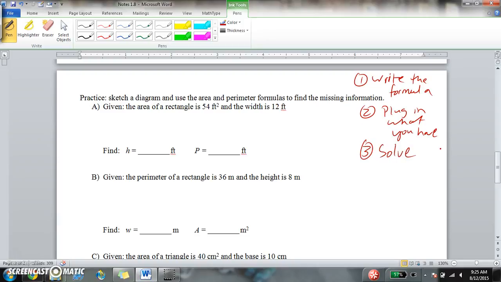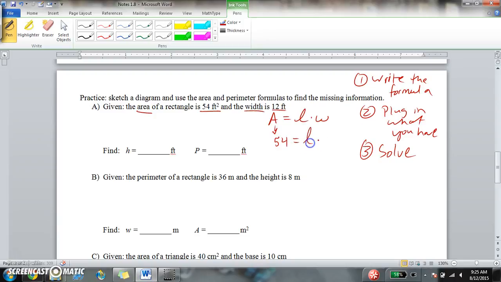So this first one, A, says the area of a rectangle is 54 feet squared and the width is 12 feet. Well, I know the formula for the area of a rectangle. It's length times width. So that's my first step. Second step, plug in the information it gives you. So it tells us the area is 54 feet squared. Plug that in for A. 54 equals, it also tells us the width is 12.